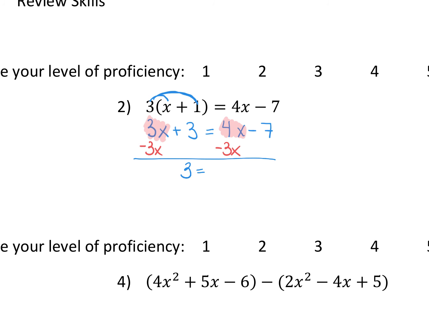So 4 minus 3 is 1. Well, I know that 1x is really just x. Then I have a minus 7 here, so to move to the other side, I'm going to add 7. And so my final answer is going to be that 10 equals x, or x equals 10.